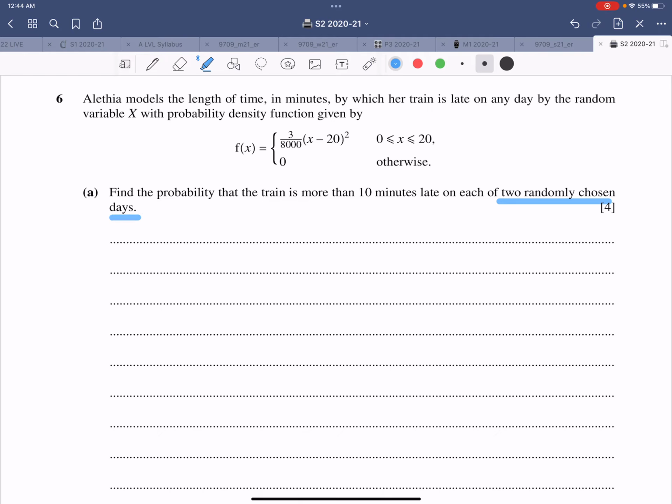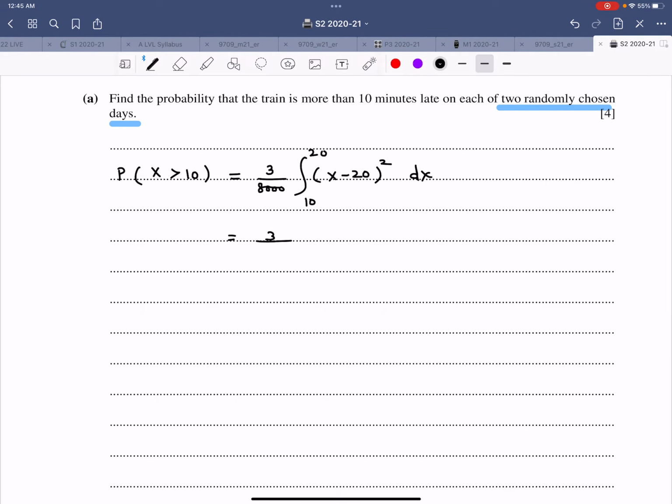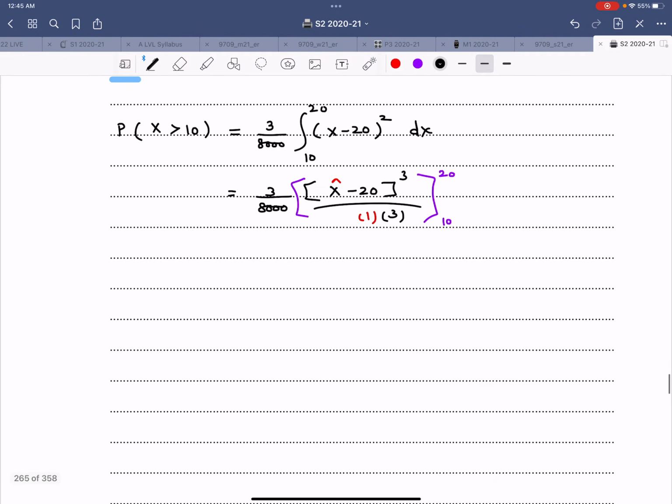So at a time you can only calculate for one. So probability X is greater than 10 minutes on just one day is 3 over 8,000 times the integral of x minus 20, the whole thing squared dx. The limits are 10 and 20. That is the first part. So basically 3 over 8,000 remains on the outside as a silent spectator. And this you can apply chain rule, that is x minus 20 raised to power of 3 over 3. Derivative of x is 1, something very obvious, but still follow every single rule. There is 10, there is 20, and use the limits and everything.